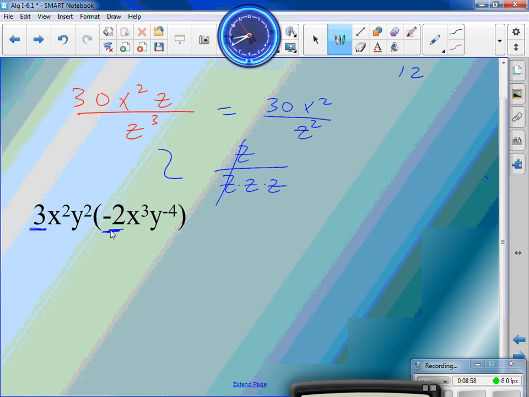Adam, what's 3 times negative 2? Negative 6. Now when it comes to the variables, alphabetical, x. How many x's do I have in the first one? 2. How many do I have in the next one? How many do I have total? If I had 2 apples here, I had 3 apples here, I have a total of x to the 5th.